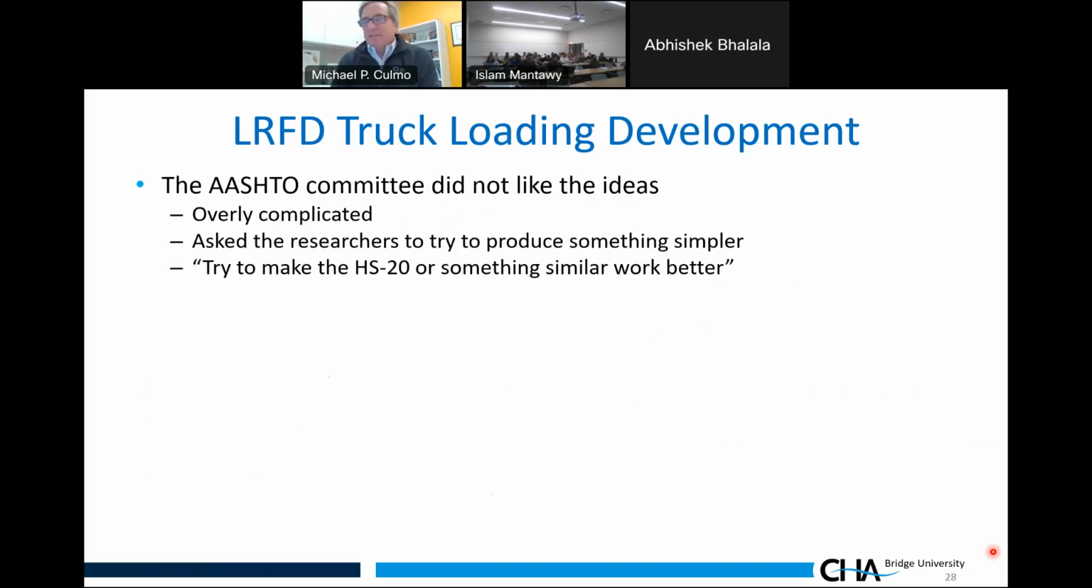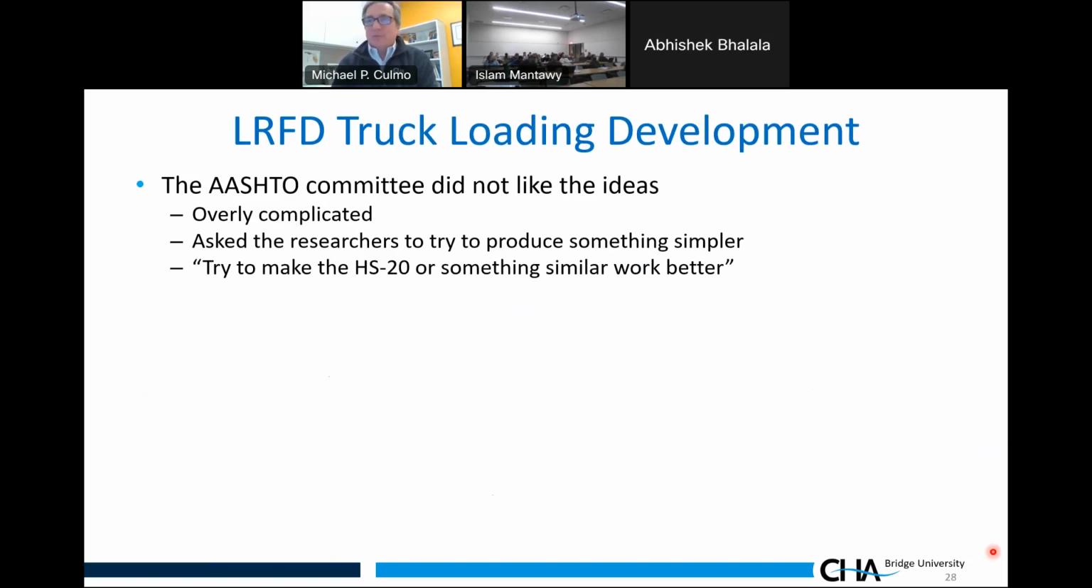So they presented this. They spent about 1.5 to 2 years developing these live load models, and they did a ton of research, ton of calculations, and presented it to the AASHTO Committee on Bridges and Structures. And the AASHTO Committee hated it. They hated all of it. They thought it was overly complicated. They didn't like 3 trucks. They didn't like a 5-axle truck. They didn't like the family of 3. They didn't like the 15-axle truck. They hated it.